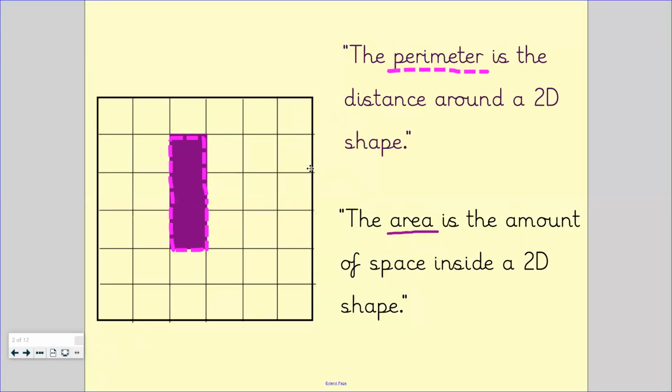The area is a little bit different because it's to do with the amount of space inside the shape. Okay, so all of this dark purple stuff that's inside the shape, we're trying to work out that. Okay, so it's not to do with distance anymore, it's to do with everything inside your 2D shape.